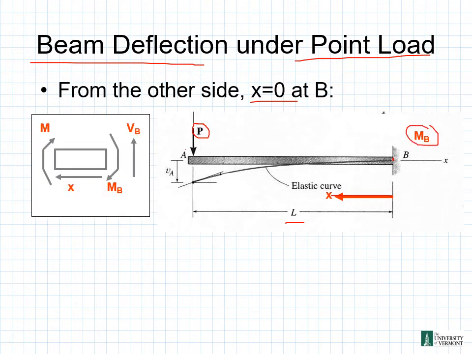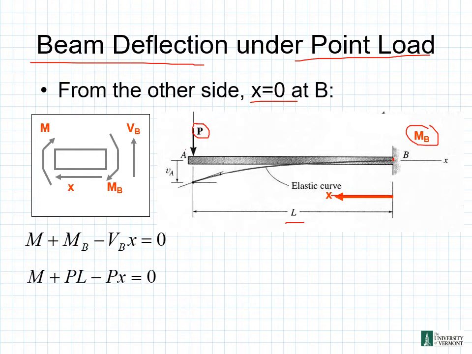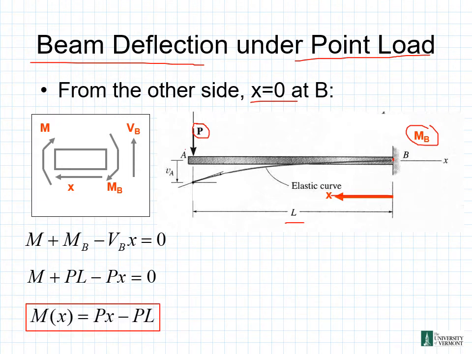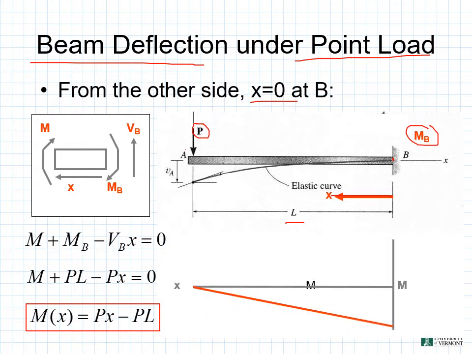From this, we can draw out our free body diagram that we can see on the left. And from this free body diagram, we can then come up with our moment equations. We can do our summation of moments about point A and point B, and we can come up with these two different equations. M plus M_B minus V_B times x is equal to 0. Or from the other end, M plus PL minus Px is equal to 0. So we can combine and say M of x is equal to Px minus PL. And right here we can see our graph for our moment diagram.